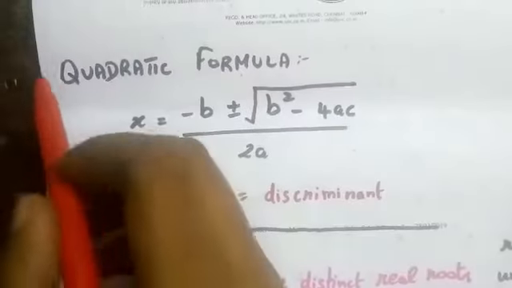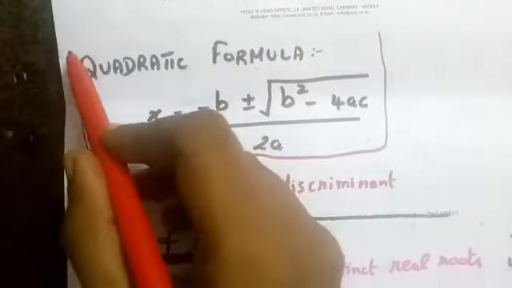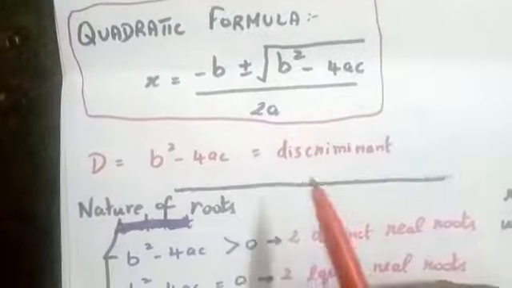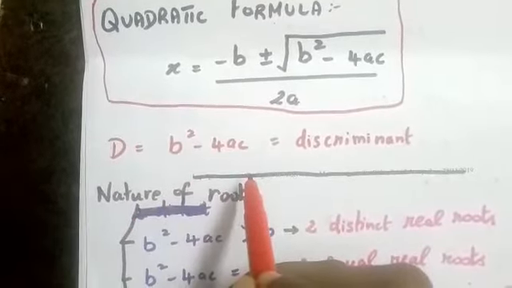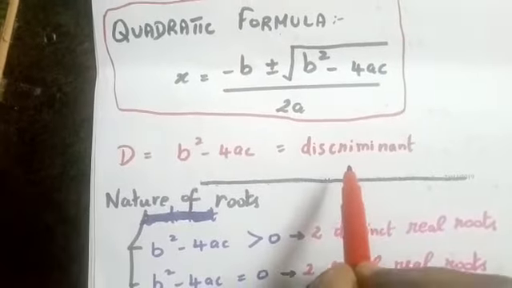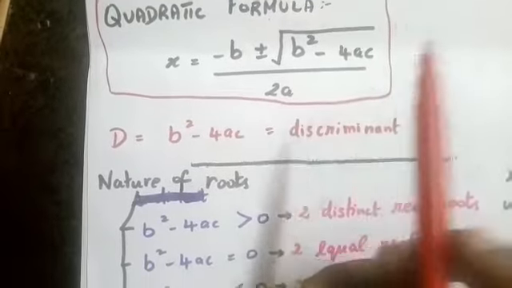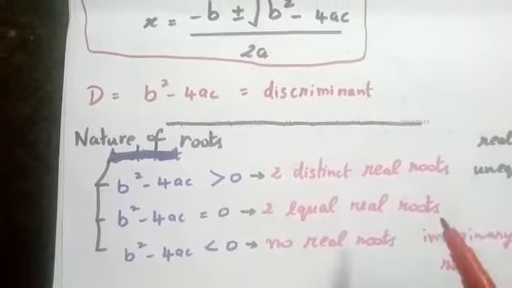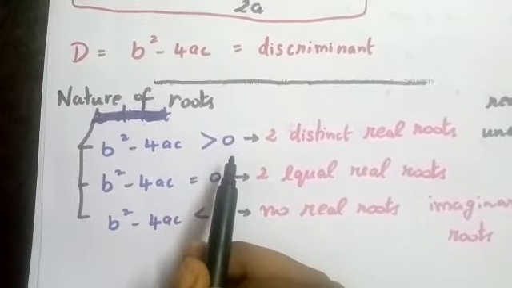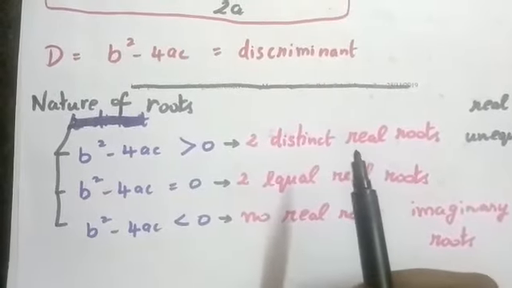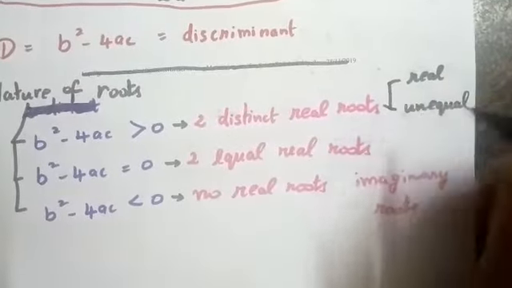Having derived the quadratic formula from the standard form ax square plus bx plus c is equal to 0, we are going to see the next term, the discriminant, which is denoted by D is equal to b square minus 4ac. You call it a discriminant because it is the term under the square root, and it is used to determine the nature of roots, whether they are real roots or imaginary roots. So if b square minus 4ac is greater than 0, the roots obtained are two distinct real roots. That is, the roots are real and they are unequal.